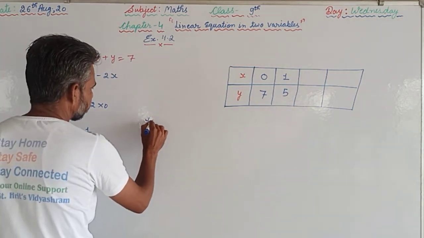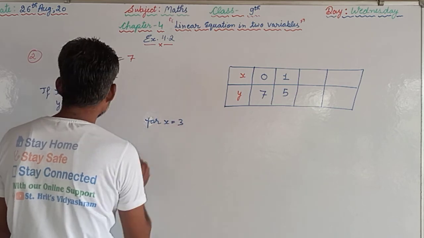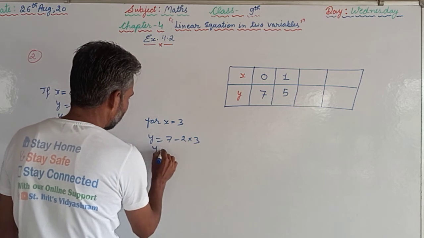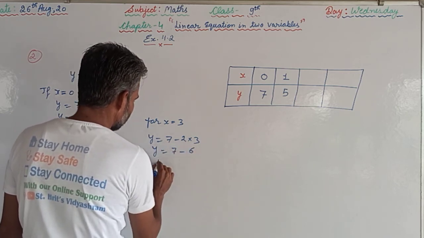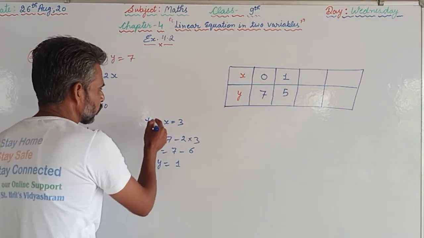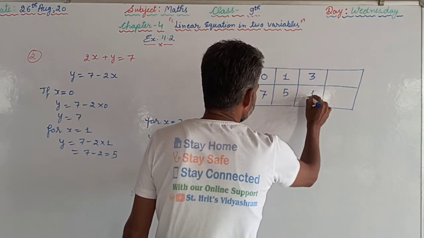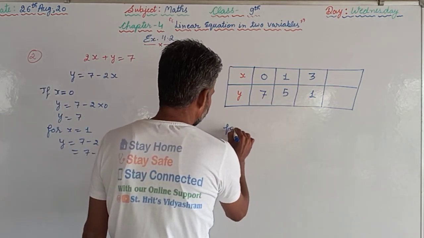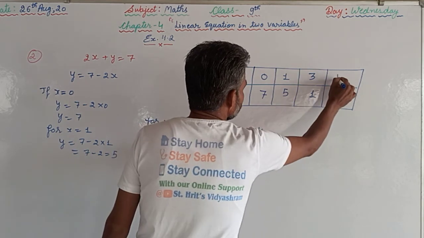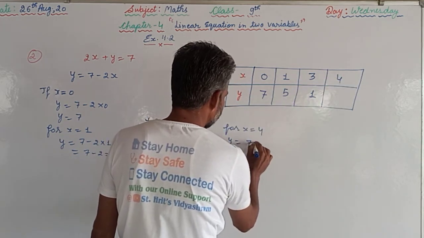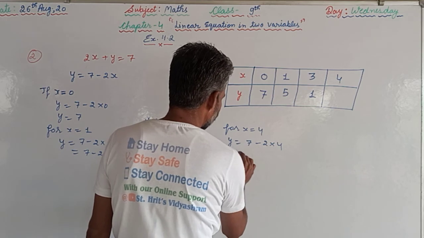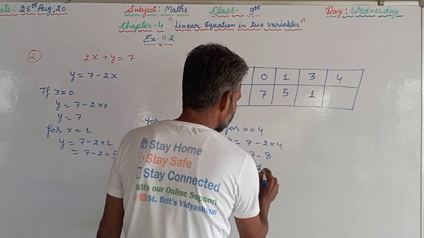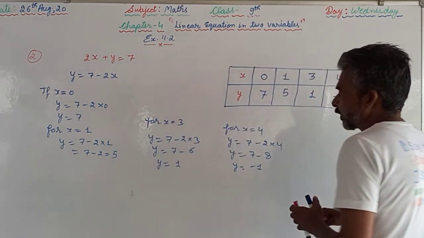For x = 3, y will be 7 - 2 × 3, so y will be 7 - 6, so y will be equal to 1. So if the value of x is 3, y will be 1. Next, for x = 4, y will be 7 - 2 × 4, and y will be 7 - 8, that will be -1. So like this we can proceed.